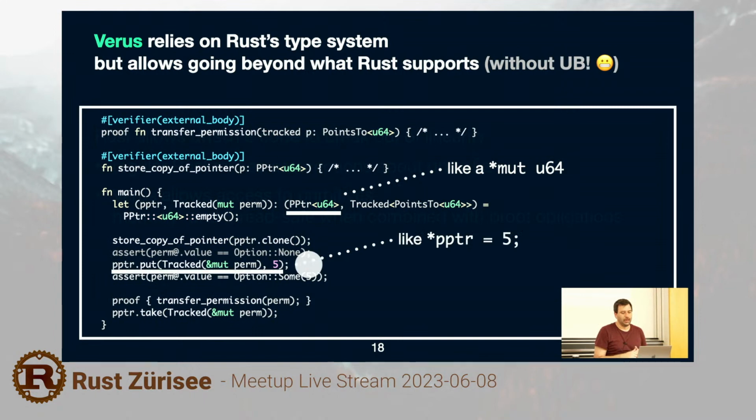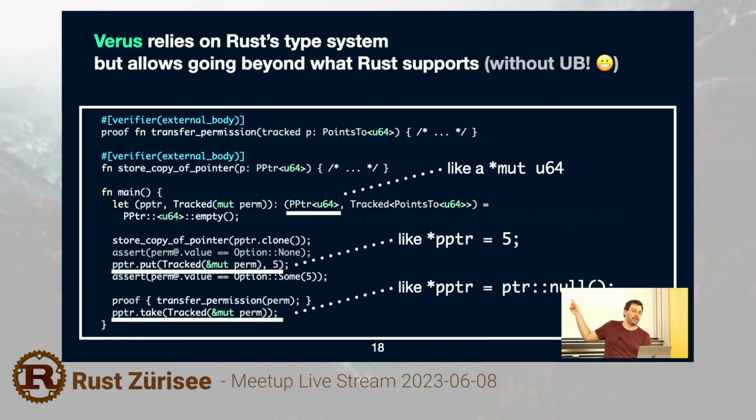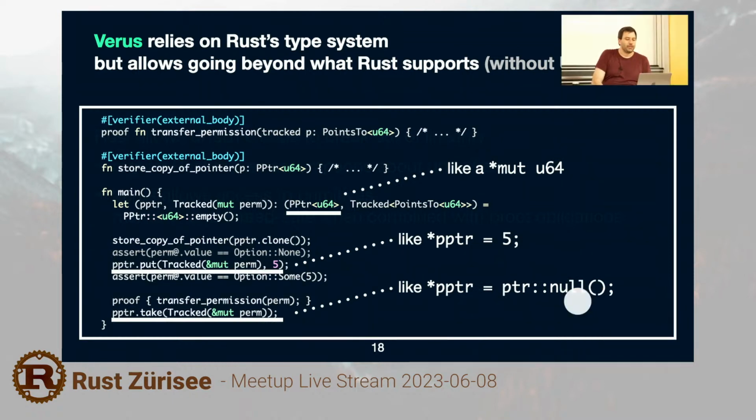And things like PPTR put is like assigning to 5, but there is this additional argument here, which I'll get to in a second, and then take is essentially like PPTR assigned to null. So what we are saying here is we are going to allocate a new pointer. It's going to point to nothing.